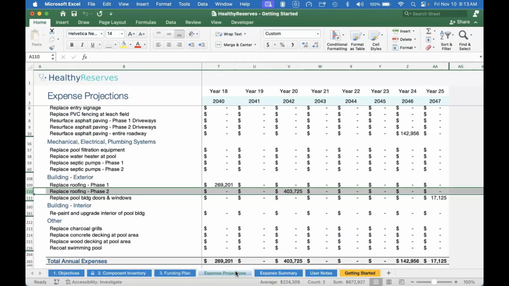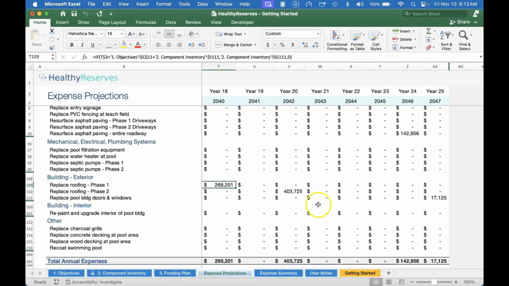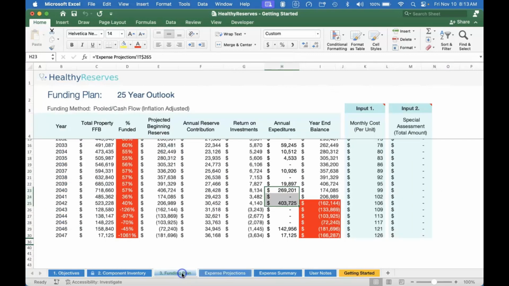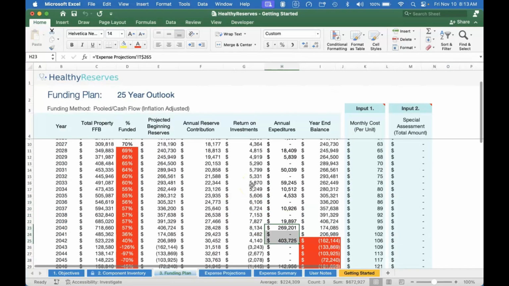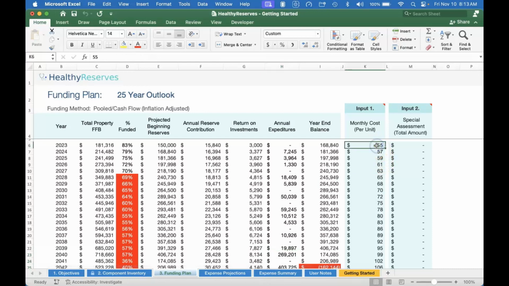By going to our expense projections, we can see that we have a couple of major roofing projects that are going to be due. One for $269,000, the other for $400,000+. That's having a major impact on our funding plan. So what to do? The original budget was set up on a monthly basis of $55 per unit for the year of 2023. In the example, we created a year-over-year escalation of 3.5% to keep equal with inflation. That's obviously not going to cut it. So, let's do some what-if modeling.